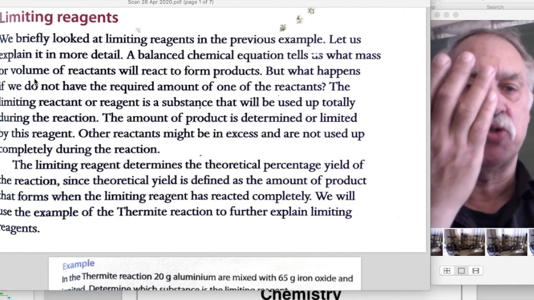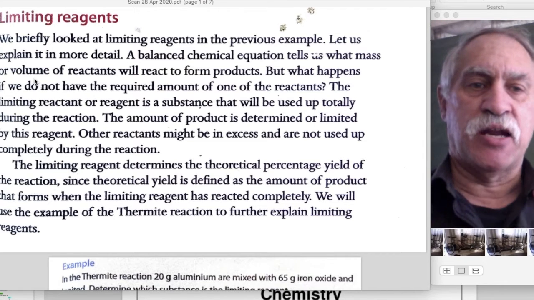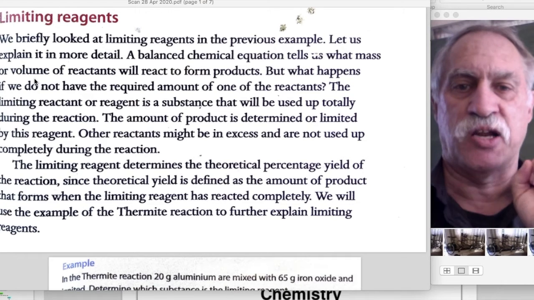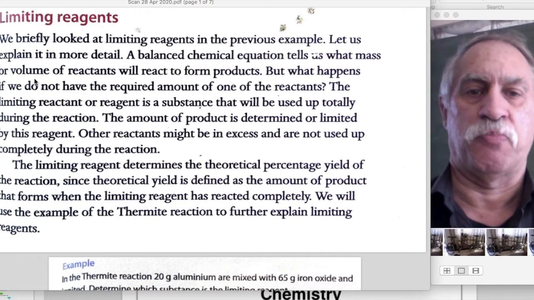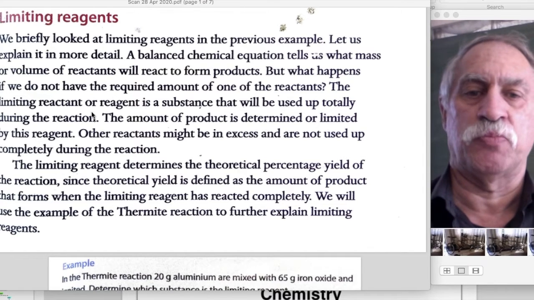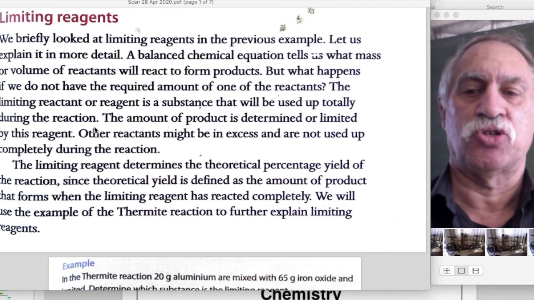So suppose I was baking bread, and I didn't have the yeast, or I didn't have the sugar, or I didn't have the flour, or I didn't have the water. What would happen? The limiting reactant or reagent is a substance that will be used up totally during the reaction. The amount of product is determined or limited by this reagent.